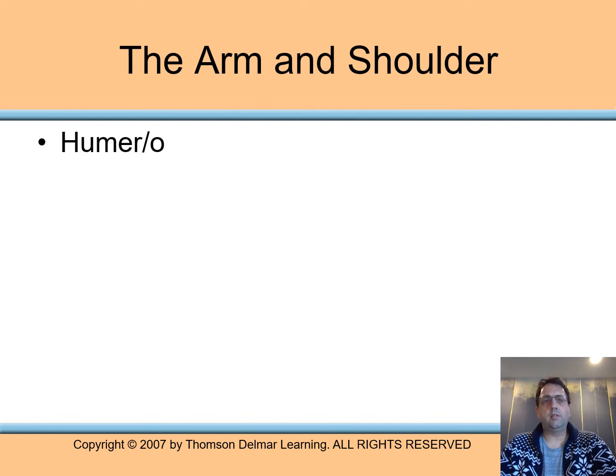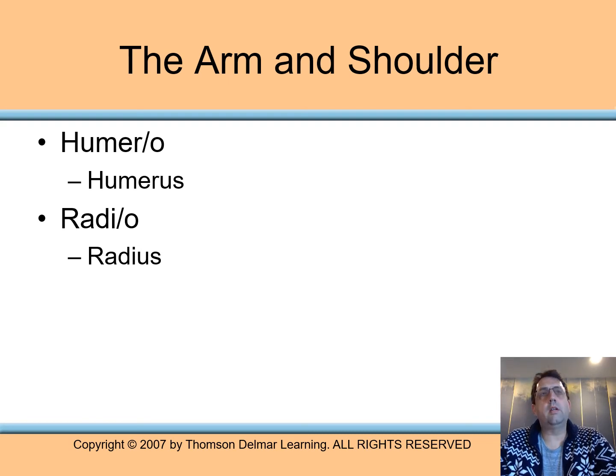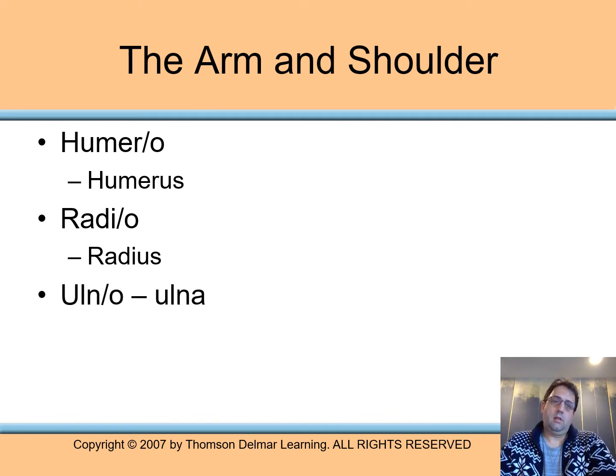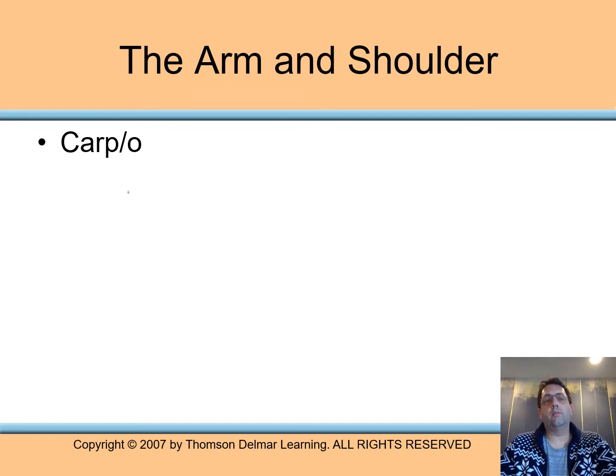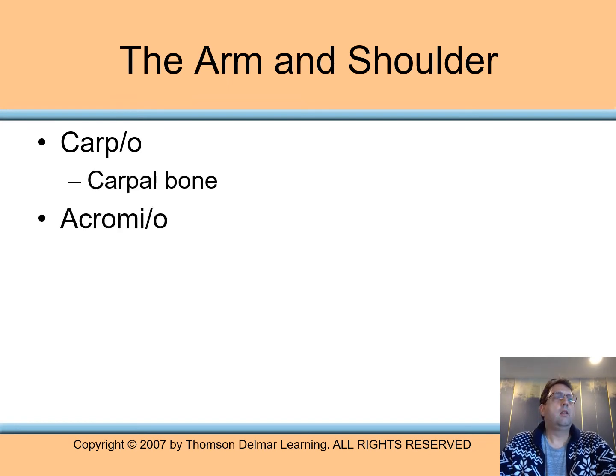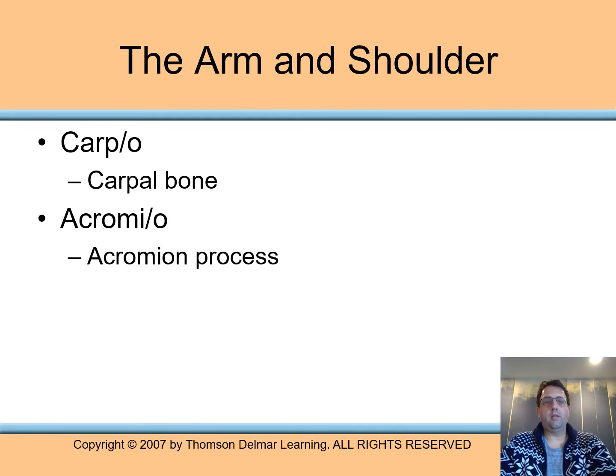The arm and shoulder. The upper arm bone is called the humerus. Notice how it is spelled. It is not spelled the same as a funny thing. It is a very different spelling. Radio refers to the radius, which is your more lateral bone on the distal arm or the forearm, and the ulna bone. Carpal refers to the wrist bones. There are 8 little bones in your wrist called carpal bones. Acromial refers to this plateau on the top of your shoulder, which is actually named for the acromion process.